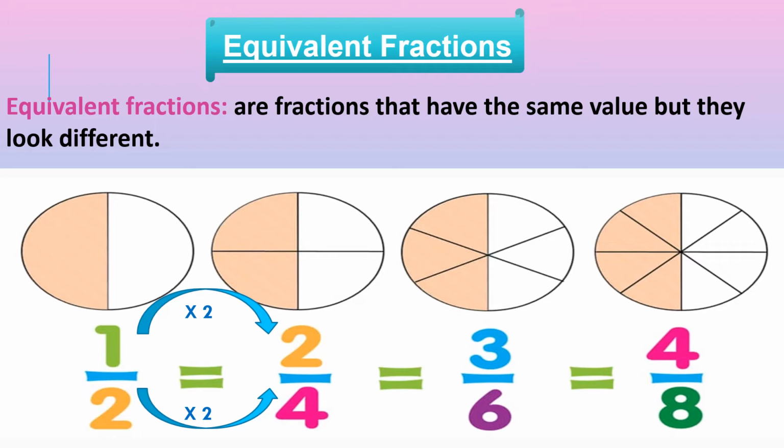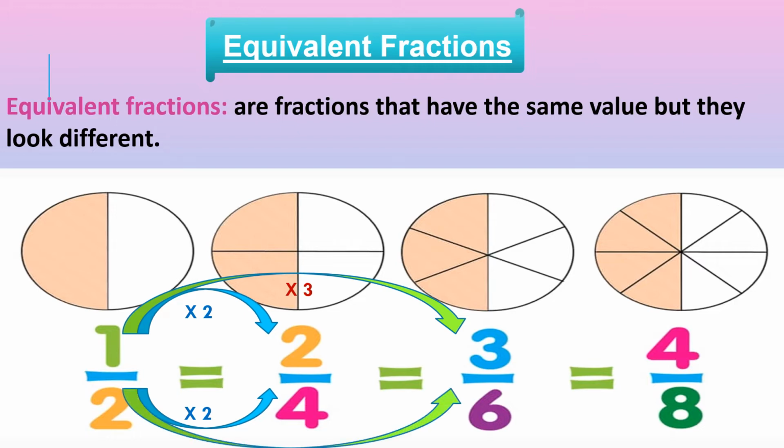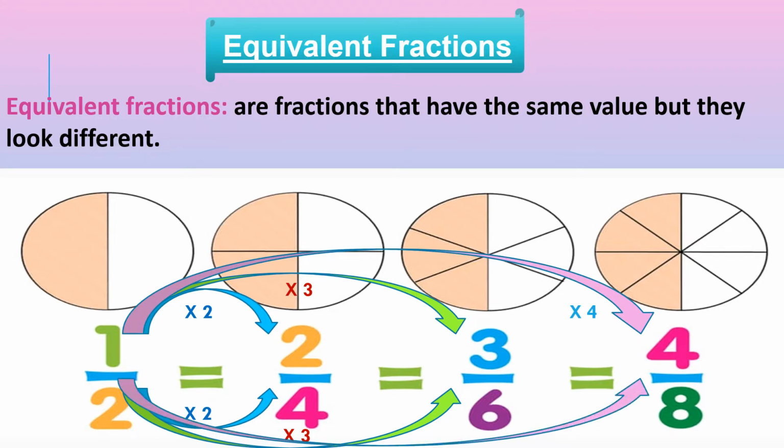Let's multiply them by 3. 1 times 3 equals 3. Also, we must multiply the denominator by the same number. 2 times 3 equals 6. Let's multiply them by 4. 1 times 4 equals 4. 2 times 4 equals 8.